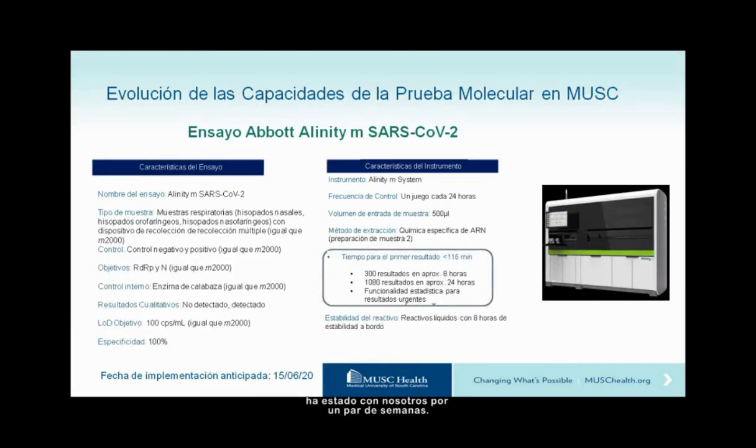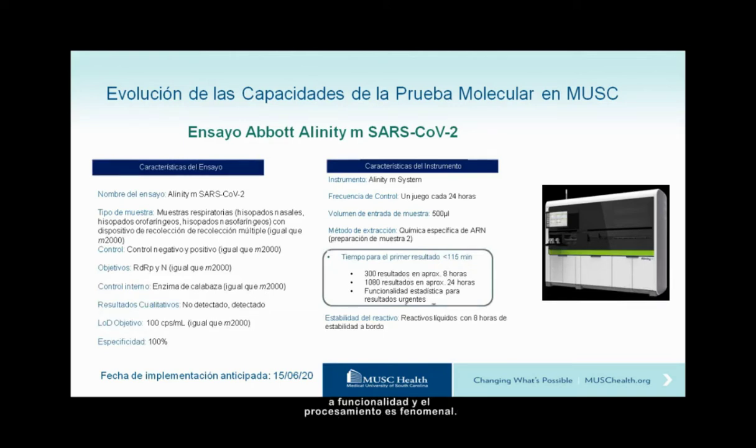Finally, light at the end of the tunnel: the Abbott Alinity. We have one of the early instruments. It's been with us for a couple of weeks now. We're finally at a point where we are able to start the validation process. I'm going to share that limited data with you in just a moment. But the reason that we're so excited about it is it's basically the same assay that we've been running for the past 4 months on the M2000.